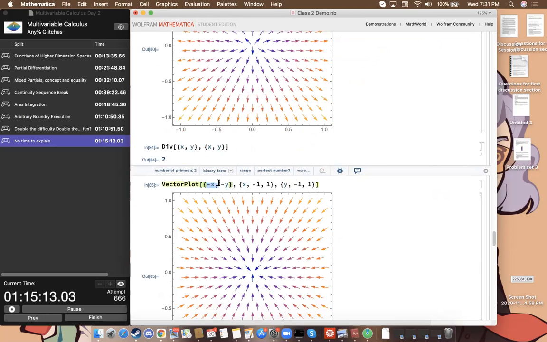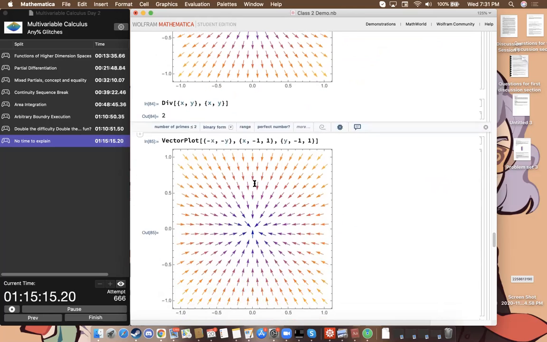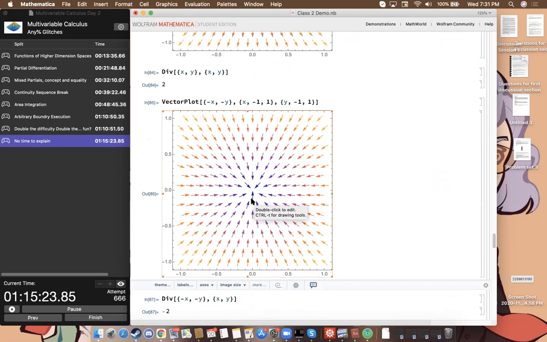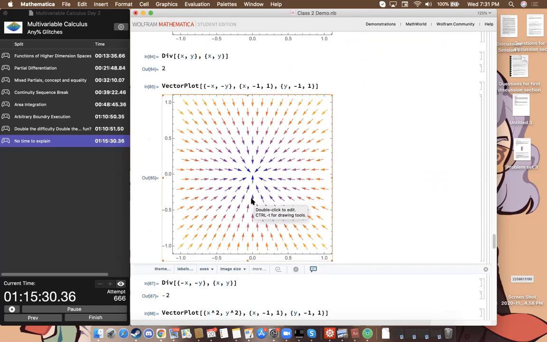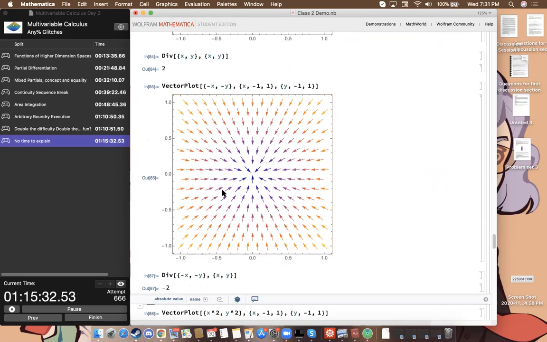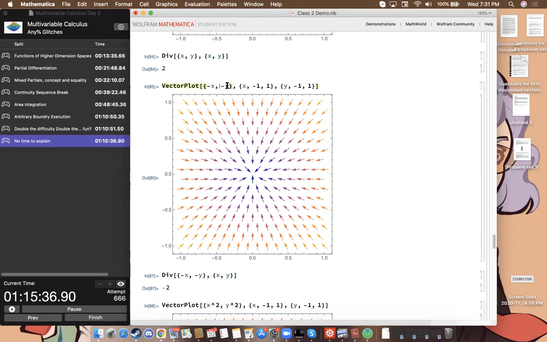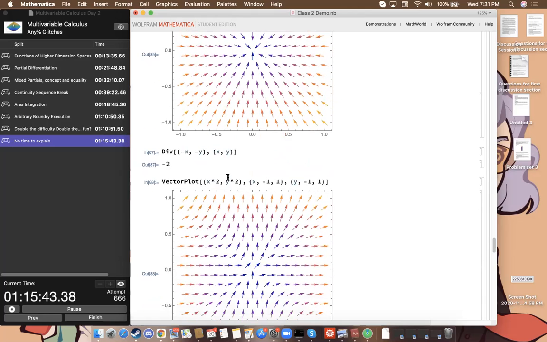We could do it the other way. We could do minus x and minus y. And then as you can see visually, it sort of looks like it's collapsing inwards, like imploding. It's going into a point. Instead of exploding outwards, sort of like flowing in. And so we get a negative divergence, right? Because the derivative of minus x with respect to x is -1. The derivative of minus y with respect to y is -1. So we get -2.